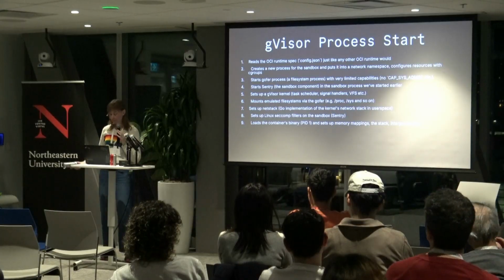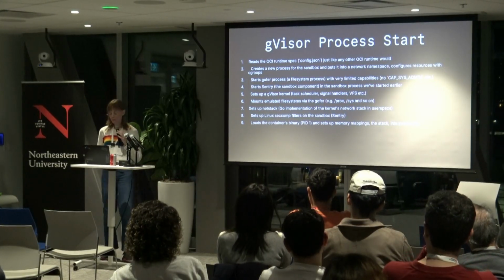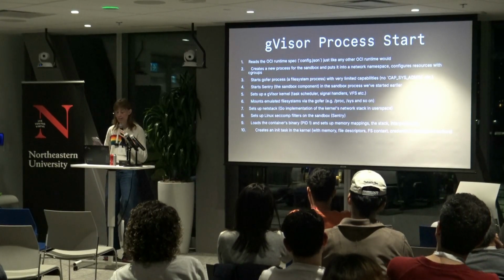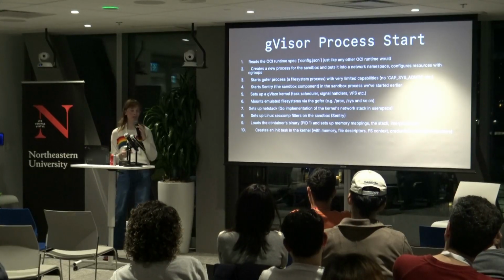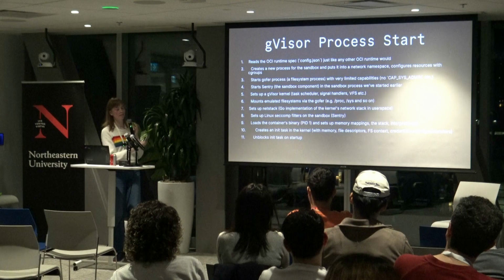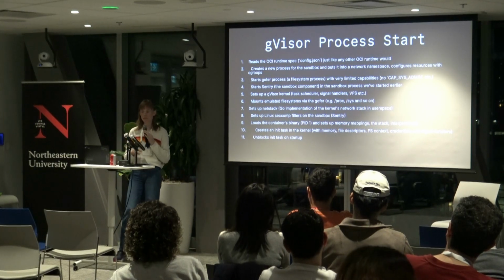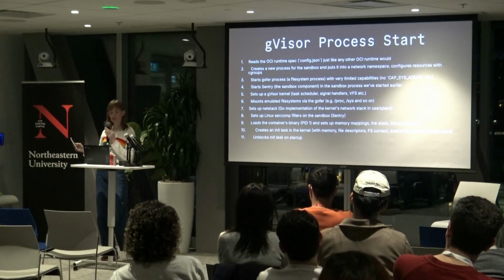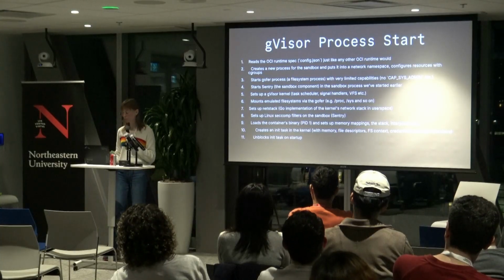And then it loads the container binary into PID 1, memory mappings, all that kind of stuff. And it creates an init task in the container. So that's where the memory, etc., gets connected. And basically just unblocks a channel, and it restores. That's basically how gVisor works. It's kind of in between a virtual machine and a normal process that you might be used to.